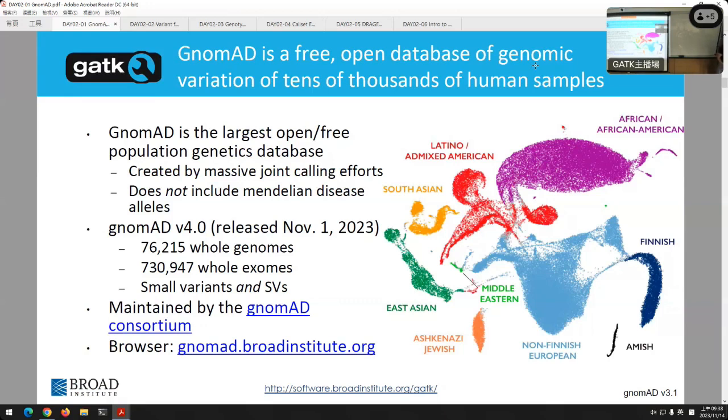It's also relatively diverse in terms of genetic ancestry. So this figure is from gnomAD v3, showing the distribution of different genetic ancestry groups that are included in that data set. And the diversity has actually continued to increase with the addition of more samples in gnomAD v4. And you can browse this data set on a web browser at gnomad.broadinstitute.org. Just anyone in the world can open that link and look through this data.